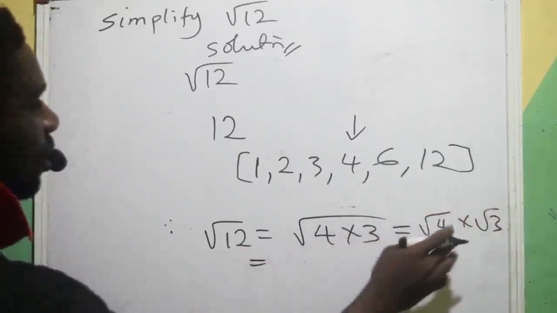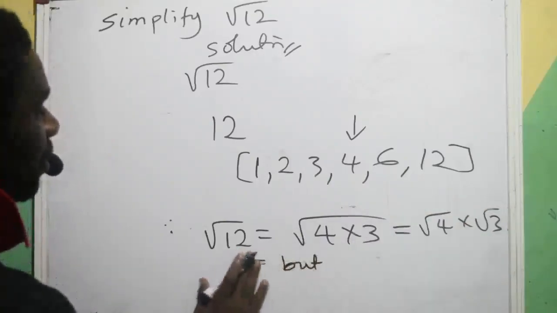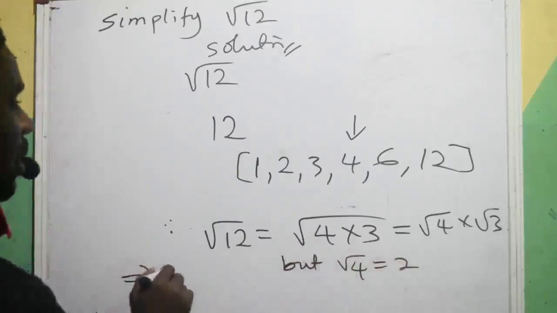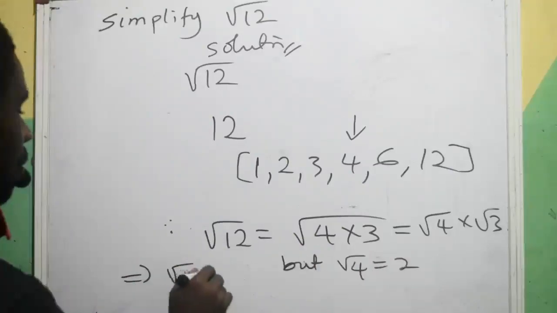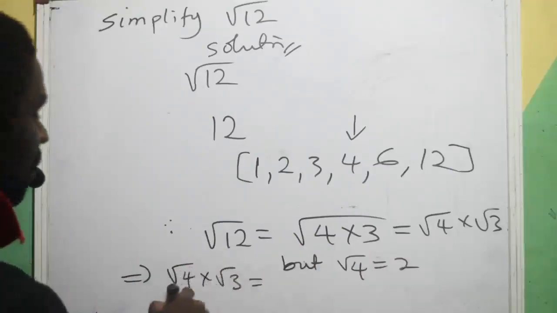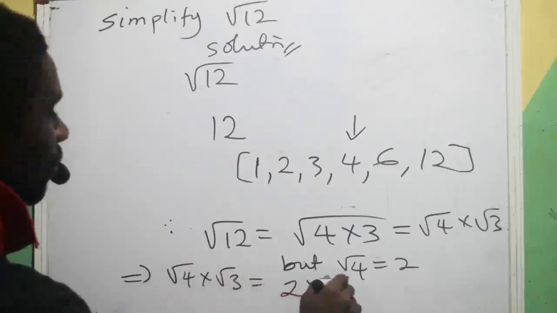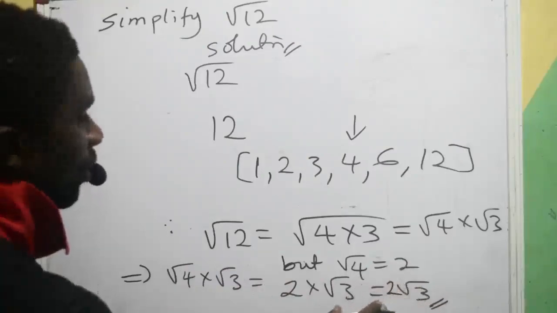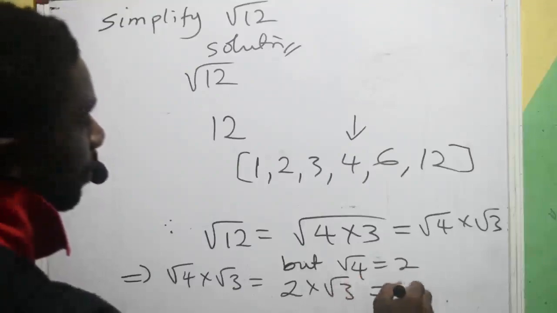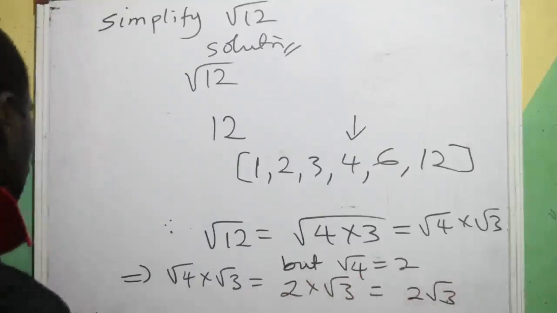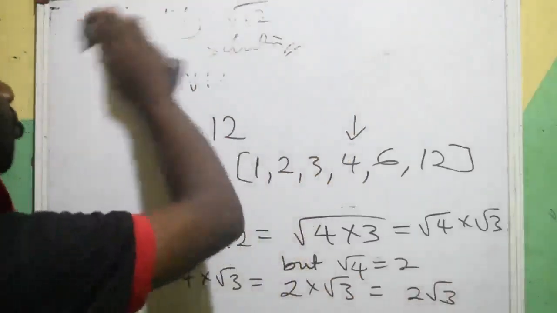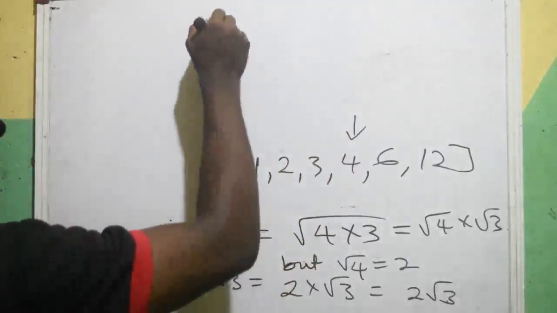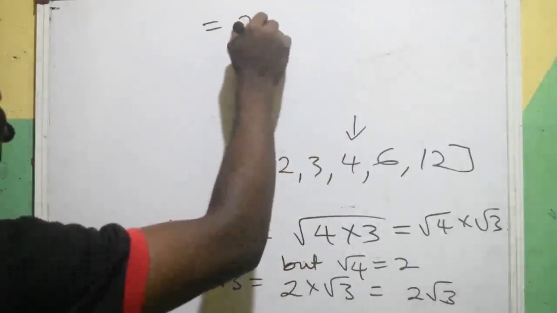But you and I know that square root of 4 is 2. So it implies that root of 4 multiplied by root of 3 is the same thing as saying 2 multiplied by root of 3, which is 2 root of 3, forgive me. Say 2 root of 3. So it becomes 2 root of 3.